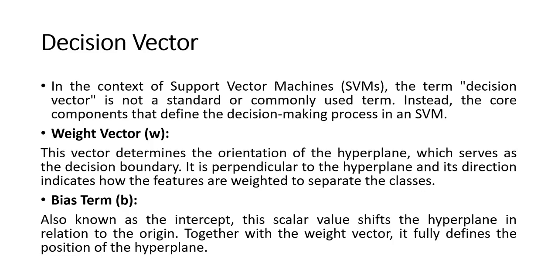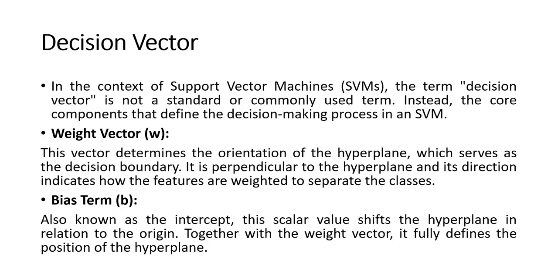The second term is the bias term. Next comes the bias term, also called an intercept. While the weight vector determines the direction of the hyperplane, the bias term determines its position. Imagine drawing a straight line on a whiteboard. Without changing its angle, you slide the line left or right. That's exactly what the bias term does. It shifts the hyperplane closer to one class or the other without changing its orientation.